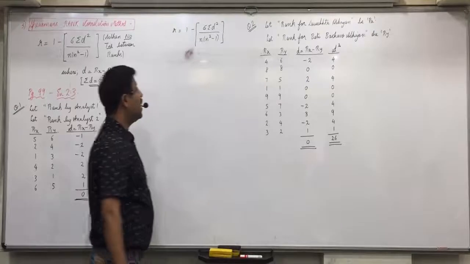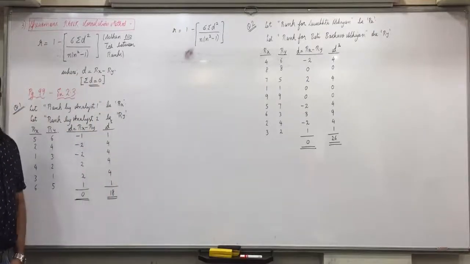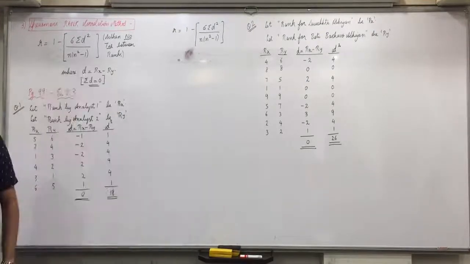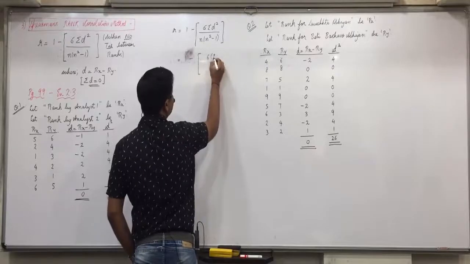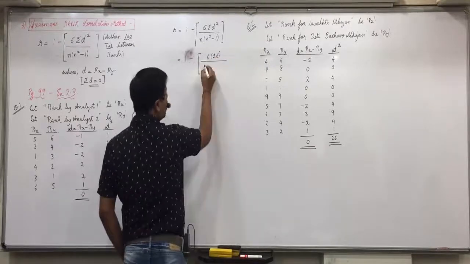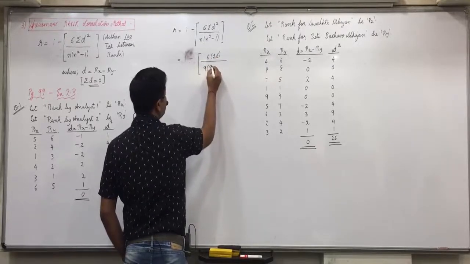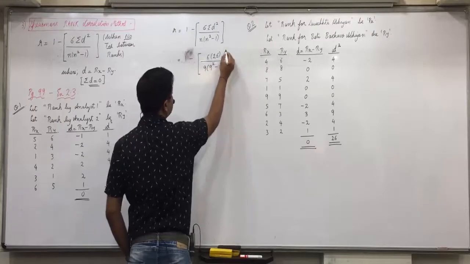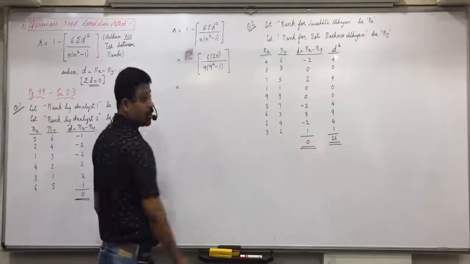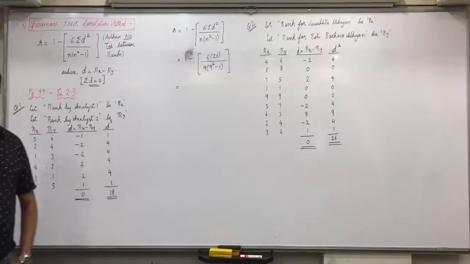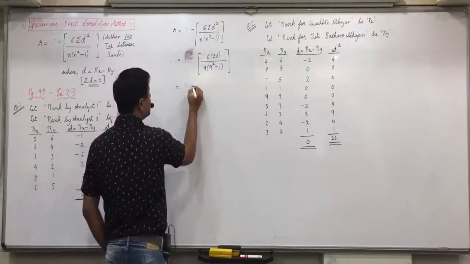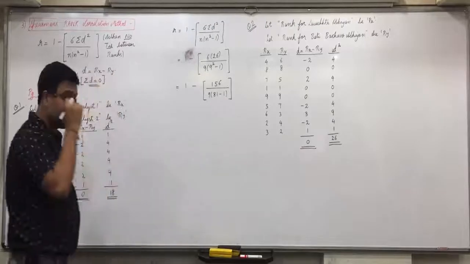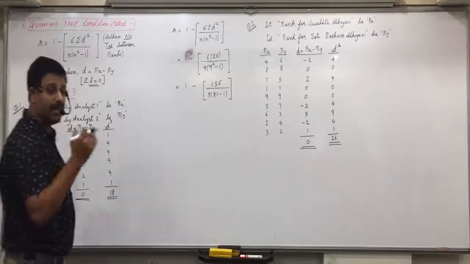What is the formula? R equals 1 minus 6 sigma D square upon n into n square minus 1. Raise your hand who is still writing the formula. All have written it? 1 minus 6 into sigma D square is 26, upon number of observations is 9, into 9 square minus 1. I want complete silence. No one should be talking in between. Okay, if you want to cross verify, I am doing it on the board already. Yes, further. 6 into 26 is 156, upon 9 into 9 square is 81 minus 1.